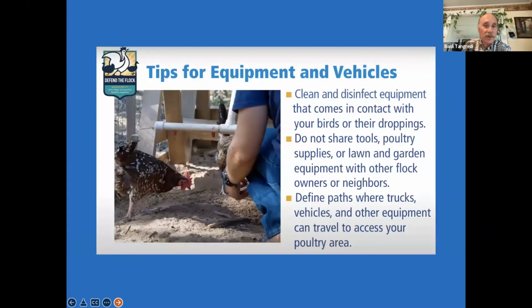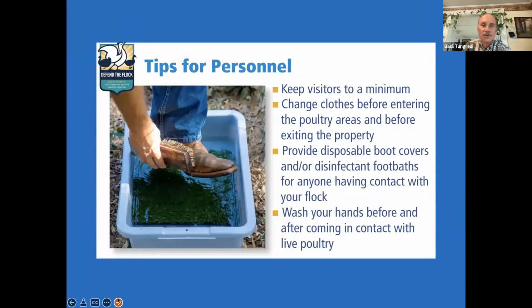Clean, disinfect equipment. Don't share tools and supplies with other poultry owners. And here, define paths where trucks, vehicles, and other equipment can travel to the area. It's that basic principle: identifying the points of entry of the virus and having methods of coping with that and preventing entry of viruses. And one of the ways is to scrub shoes and boots.